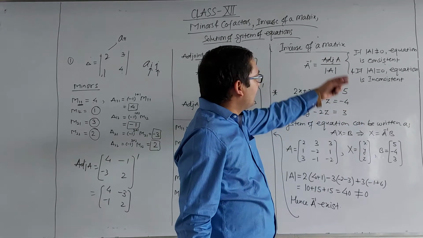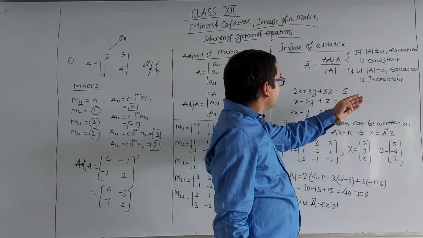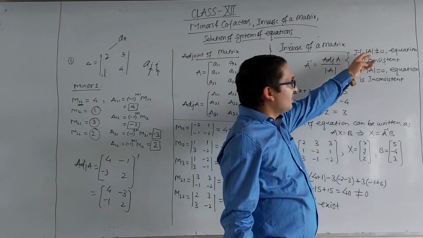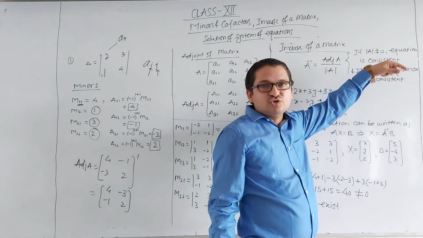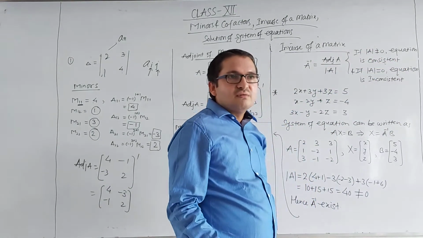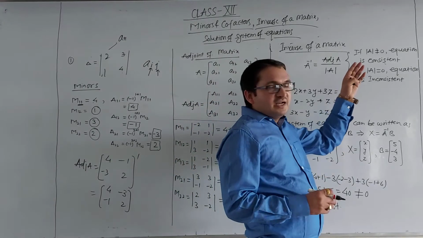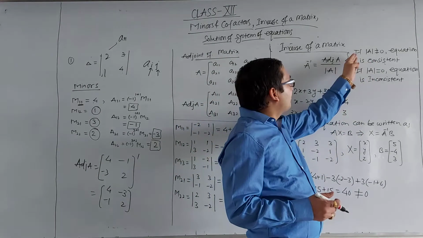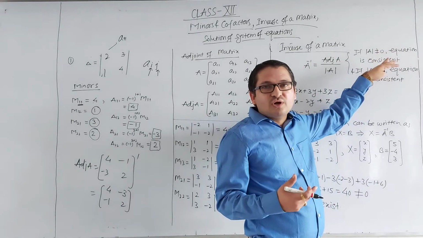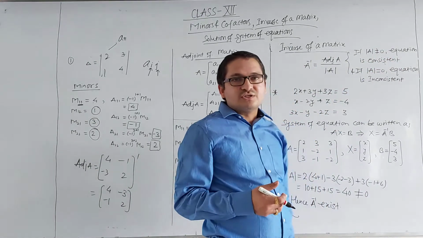One more thing you must know: in simultaneous equations, if determinant of A is not equal to 0, then a solution exists. In other words, if determinant of A is not equal to 0, then the equations will be consistent.